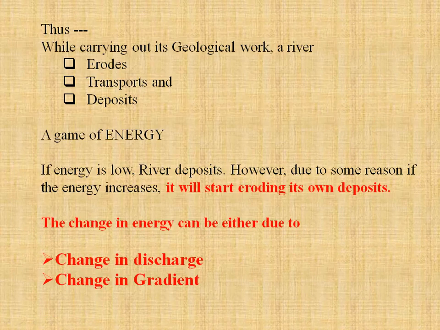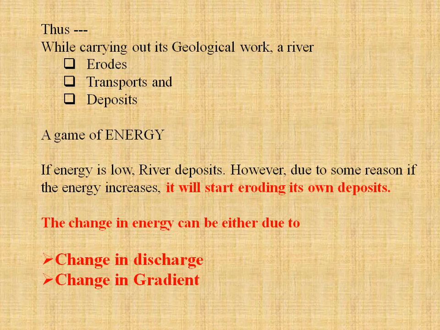So it's a matter of energy, whether the river will erode, transport or deposit. It's a game of energy, and if the energy is low, the river deposits. However, due to some reason, if the energy increases, it will again start eroding its own deposits. The change of energy can either be due to change in discharge or the change in gradient.